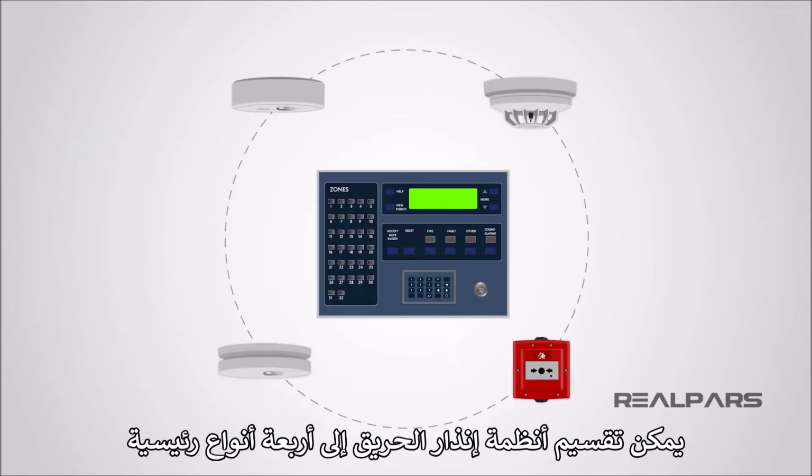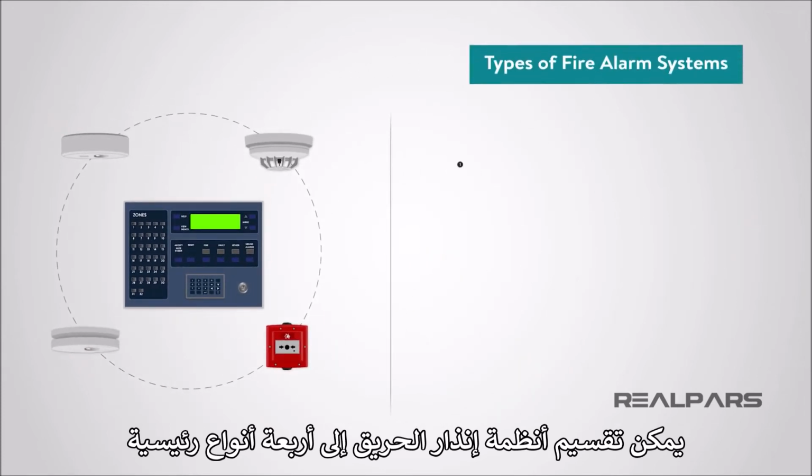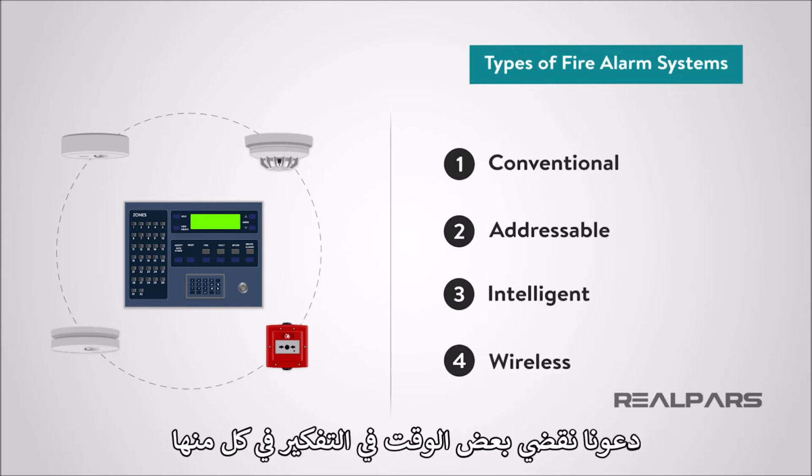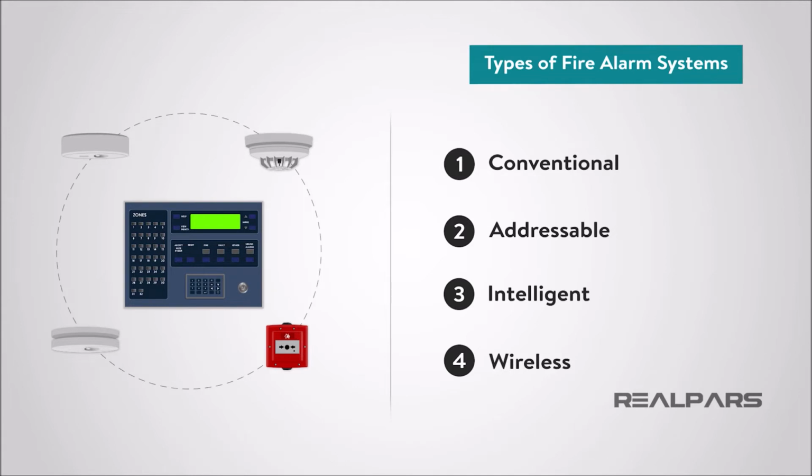Fire alarm systems can be broken down into four main types: conventional, addressable, intelligent fire systems, and wireless systems. Let's spend some time considering each.